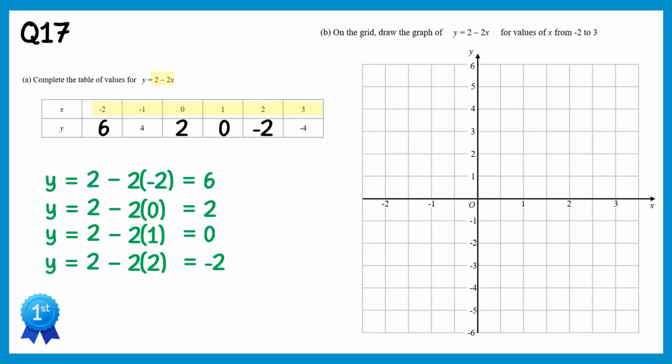We can now use the table to draw the graph. So if we look at the coordinate pairs like this, one of the coordinates is at negative 2, 6. So we can plot that. And then we've got negative 1, 4. And then 0, 2, and then 1, 0, and then 2, negative 2, and then 3, negative 4. Once you've done all of these, you can join them up. In this case, it is a straight line, and you're done.